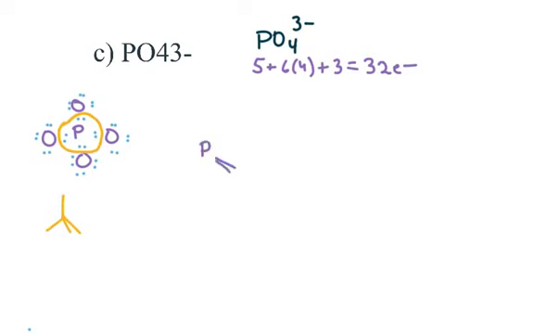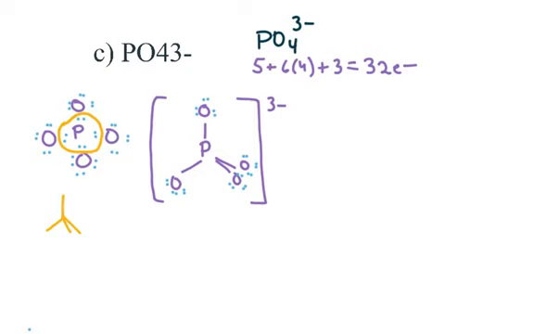So P, O, O, O, O. Let's put in electrons. And we also don't want to forget this one is an ion, so we need that extra step 6, which is square brackets and a charge. And again, my next step is to state the shape. So this is a tetrahedral.